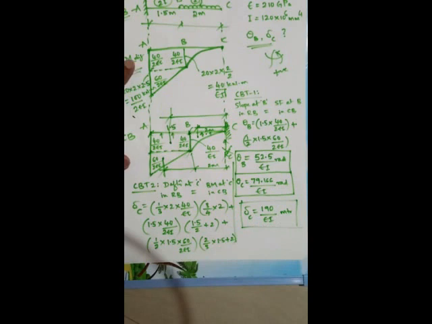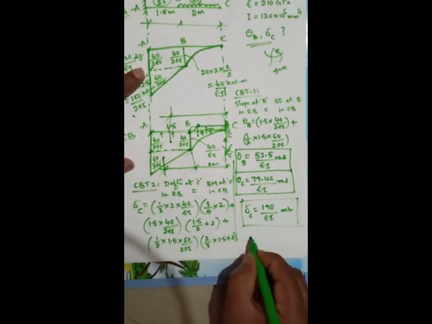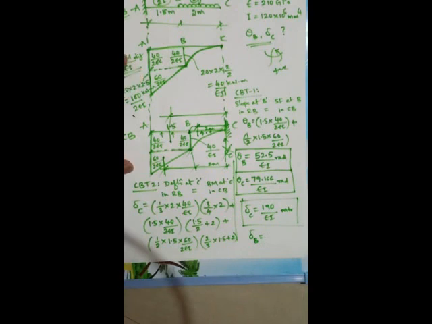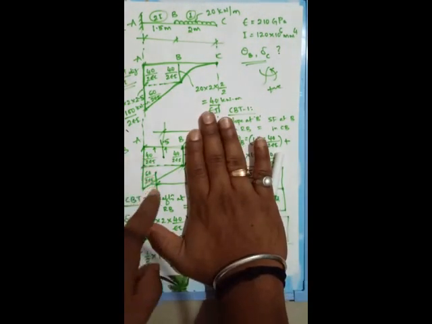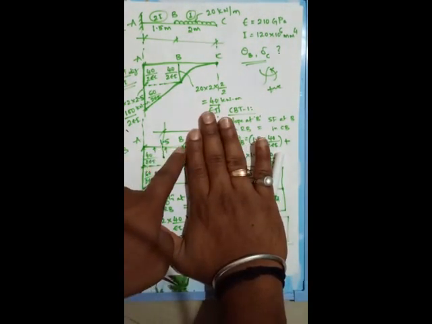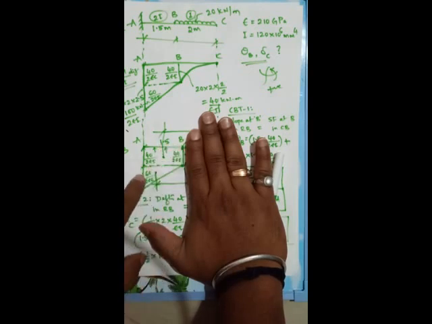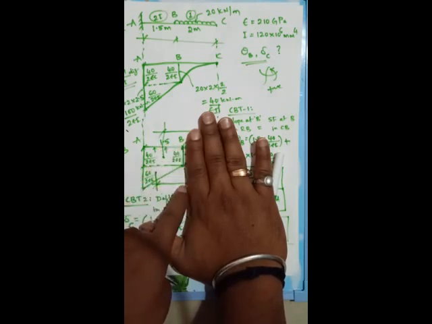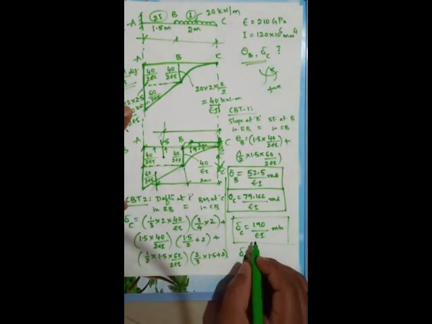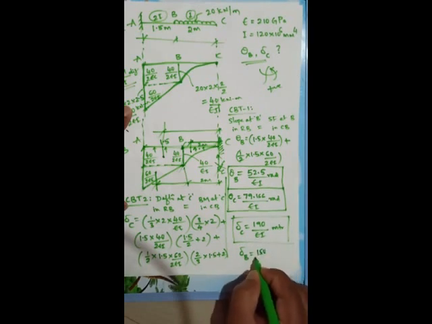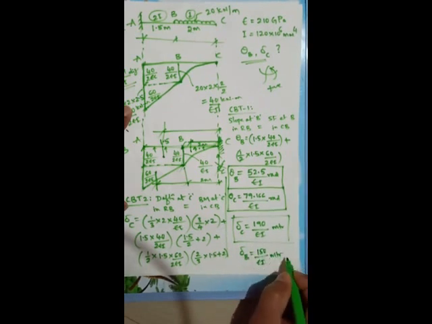Okay, similarly, if I find delta B, what is that? The deflection at point B. Deflection at point B in real beam is equal to bending moment at point B in conjugate beam. So I need to consider only these two figures, total area into perpendicular distance. So 1.5 divided by 2, and this area into distance, that is 2/3 of 1.5. So do that, and you will be getting 150 by EI meters.